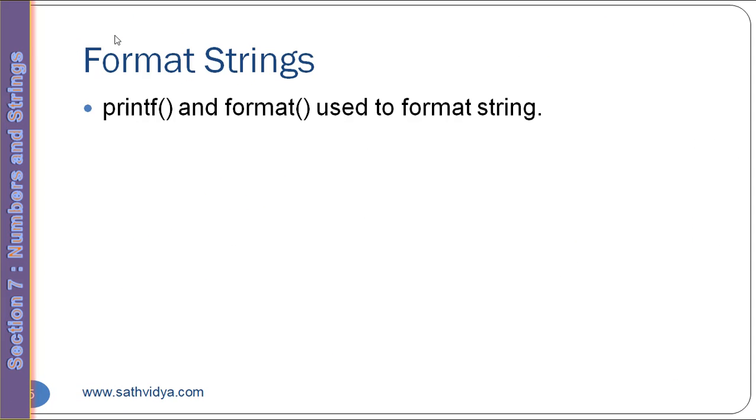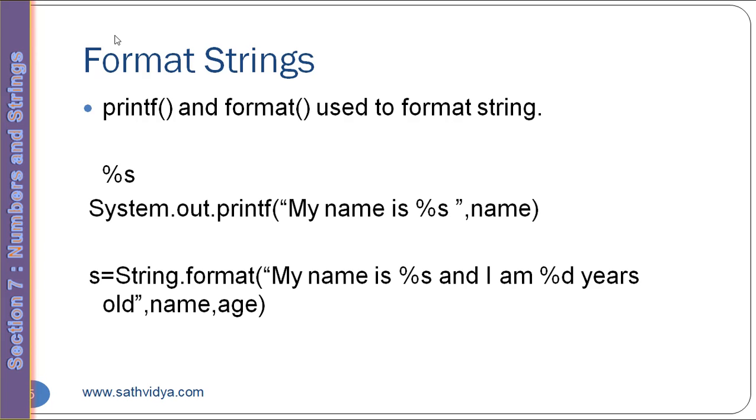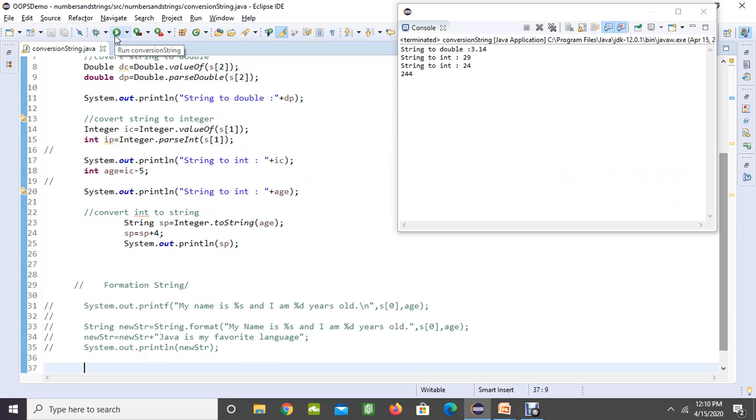Now we'll see how to format the string. We already saw the printf and format methods, which are also available for the string class, where you can use %s to display the value of strings in our format methods. Like this you can use printf, or you can also use the format method and store it back into your string. Now let's do this formatting in our example and see.